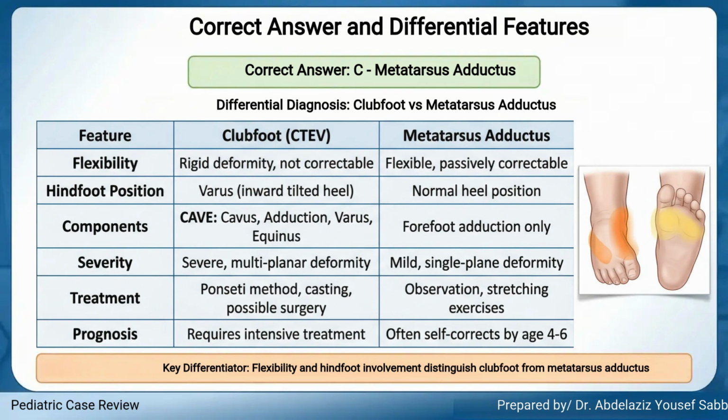Severity: clubfoot is a severe multiplanar deformity, while metatarsus adductus is a mild single-plane deformity. Treatment: clubfoot requires the Ponseti method with possible surgery, while metatarsus adductus is managed with observation and stretching exercises. The prognosis for metatarsus adductus is excellent. It often self-corrects by age 4 to 6 years. The key differentiator to remember: flexibility and hindfoot involvement distinguish clubfoot from metatarsus adductus.